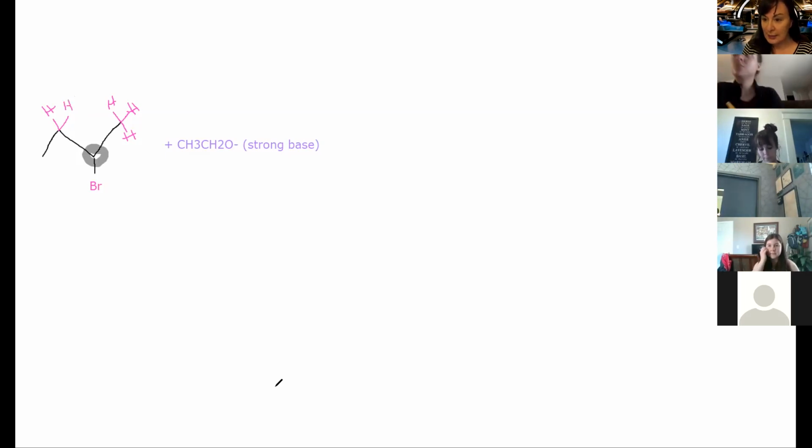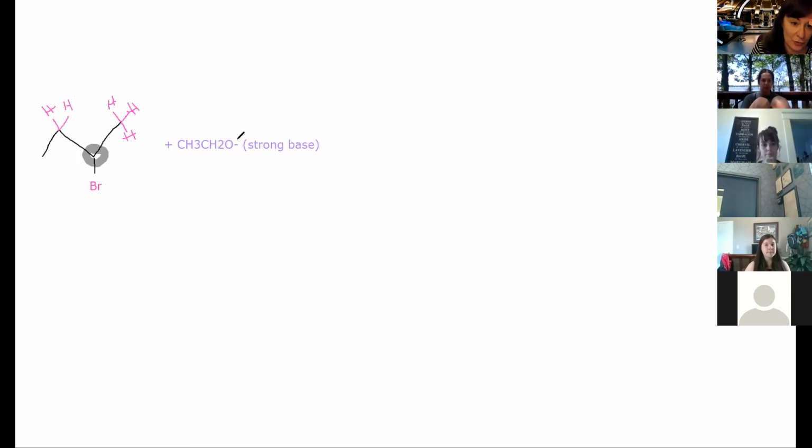Okay, are we all on board that this is the situation that we're facing? Yeah? And now we're going to take our strong base, and the base is going to come and take away a hydrogen. It can take away a hydrogen from this side, or it can take away a hydrogen from this side. Zaitsev's rule allows you to predict which one of those sides is going to be more attractive for that base. Okay? So where do you think the base is going to want to come? To this side, which has 3 hydrogens, or to this side, which has 2 hydrogens?